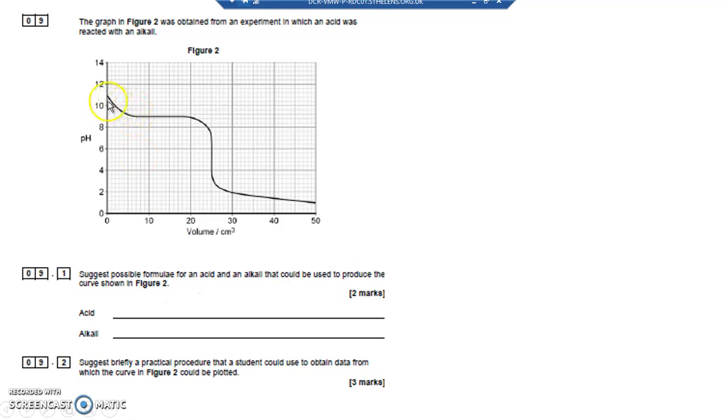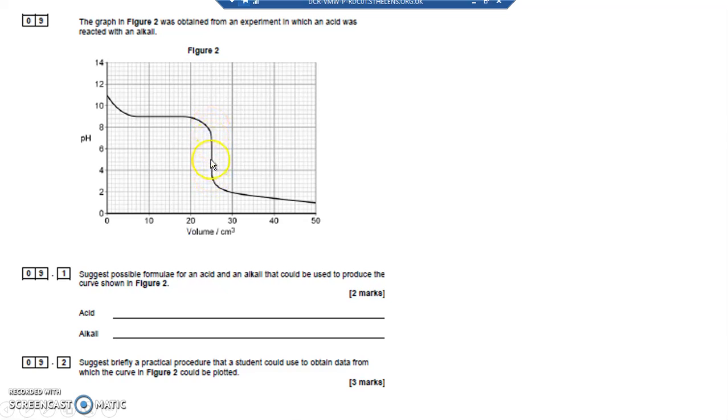Well, my alkali to start off with is pH 11. It's not pH 13 or 14, so it's not a strong alkali, it's a weak alkali, but eventually the pH is coming right down to pH 1, which is a strong acid. So I've got a weak alkali and I've got a strong acid. Another piece of evidence is that my pH is coming down slowly here, so that's a weak alkali.